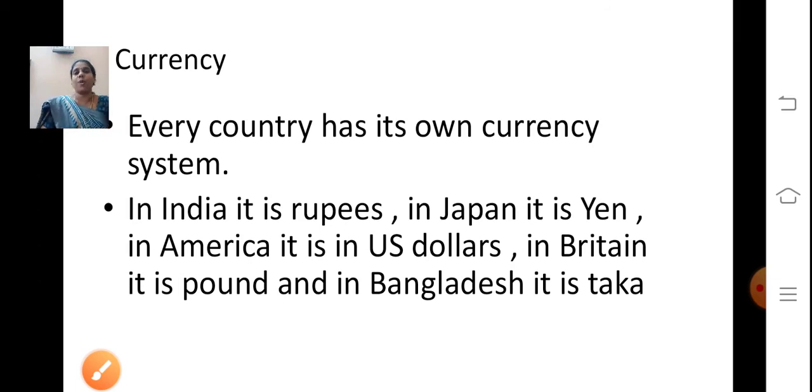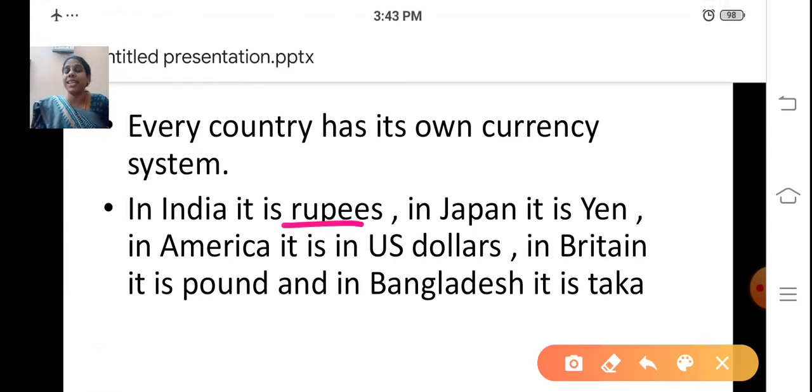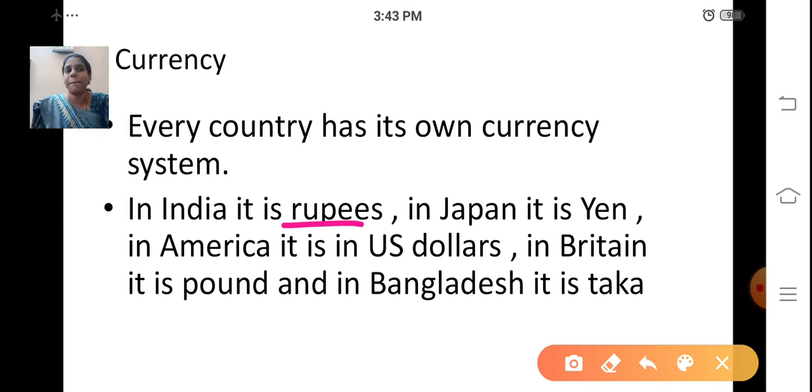So you all know what is money, isn't it? Rupees and coins. I've shown you what are rupees and coins, isn't it? Now currency. Now every country has its own currency system. Each and every country has its own currency system. In India, we have rupees. In Japan it is yen. For each and every country it differs.